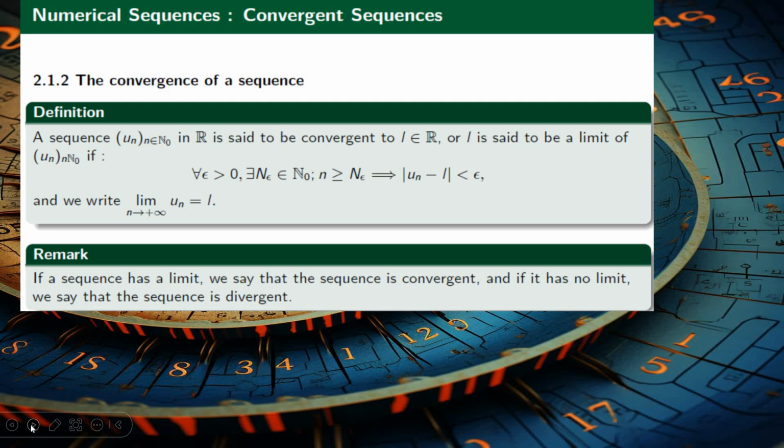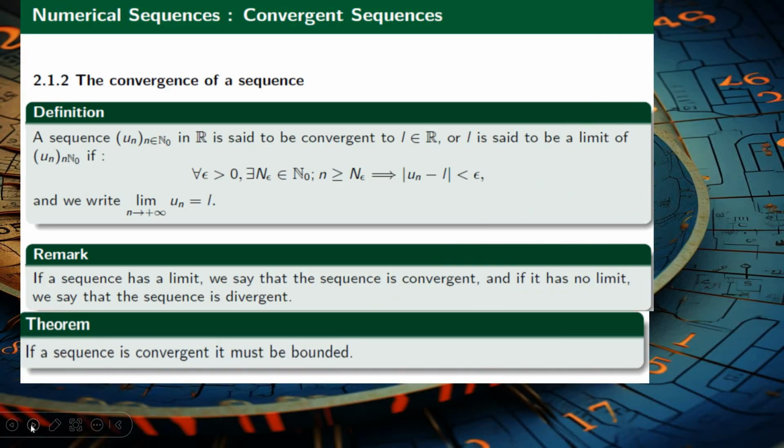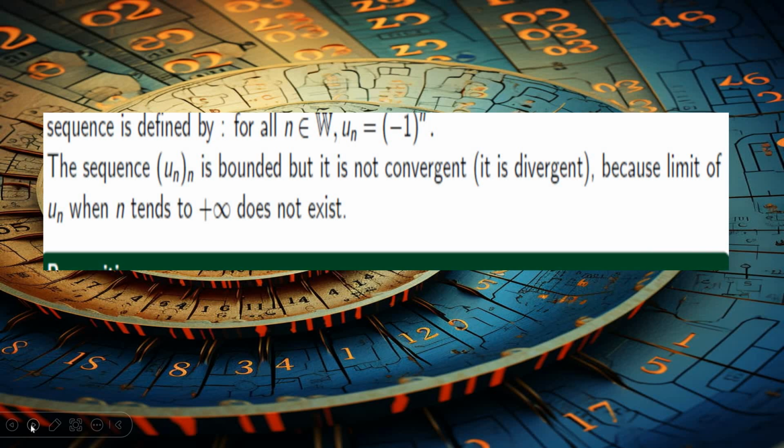Now we establish the first connection between bounded sequences and convergent sequences, which is further explained in the next theorem. If a sequence is convergent, it must be bounded. However, the converse is not always true, as there are bounded sequences that are not convergent. An example of this is the following sequence. This sequence is bounded between -1 and 1, but is not convergent because its limit does not exist.